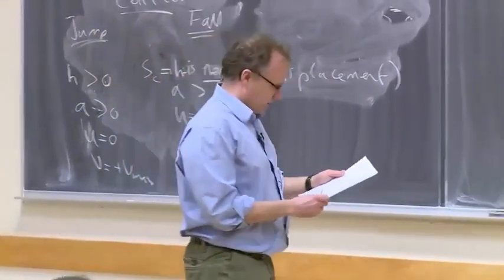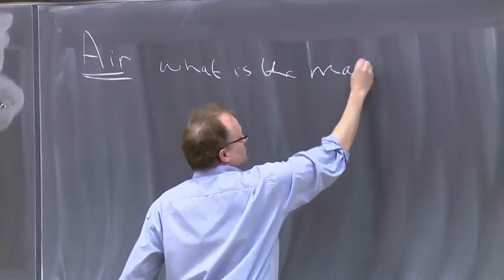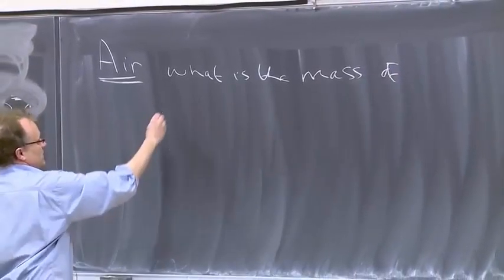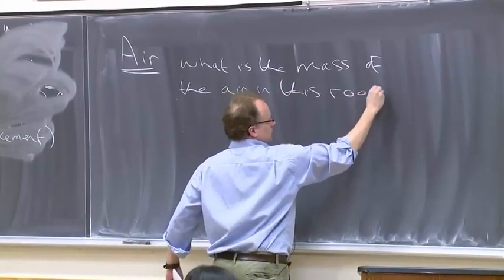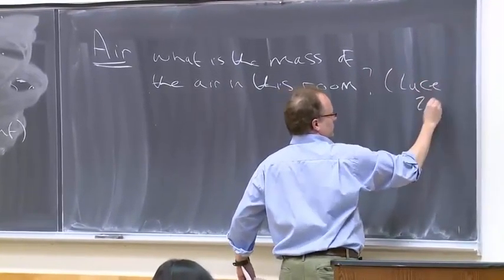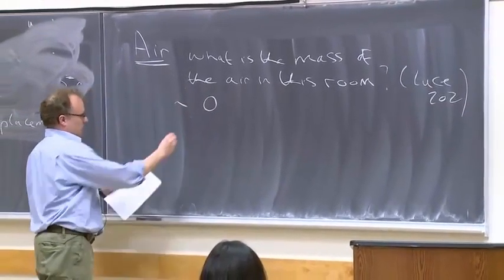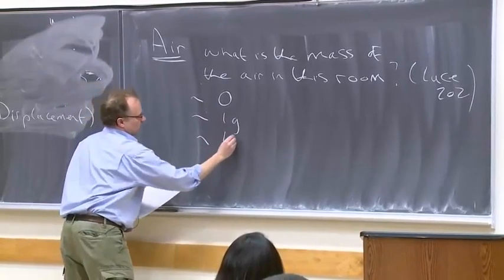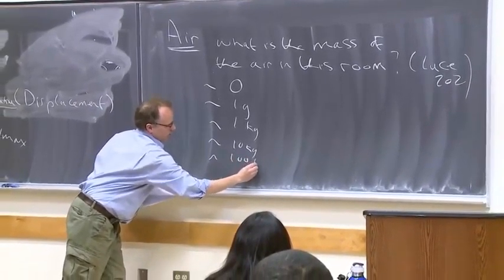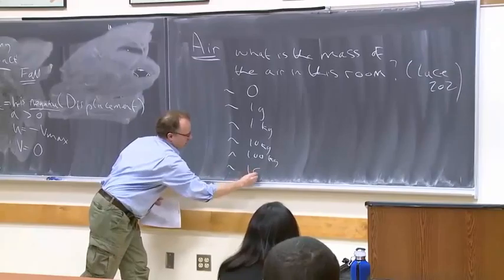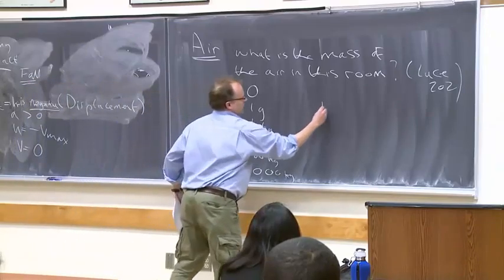So air has mass. So it's a question: what is the mass of the air in this room? Which I guess depends on where you are. Okay, so some possible answers: close to zero, 1 gram, 1 kilogram, 10 kilograms, 100 kilograms, 1,000 kilograms, 10,000 kilograms.